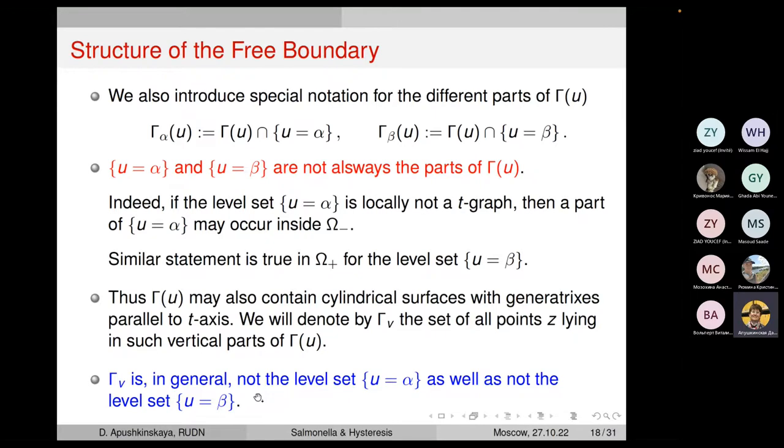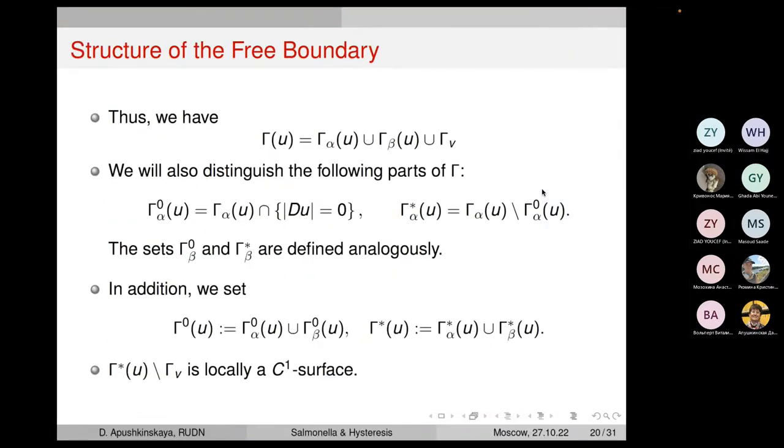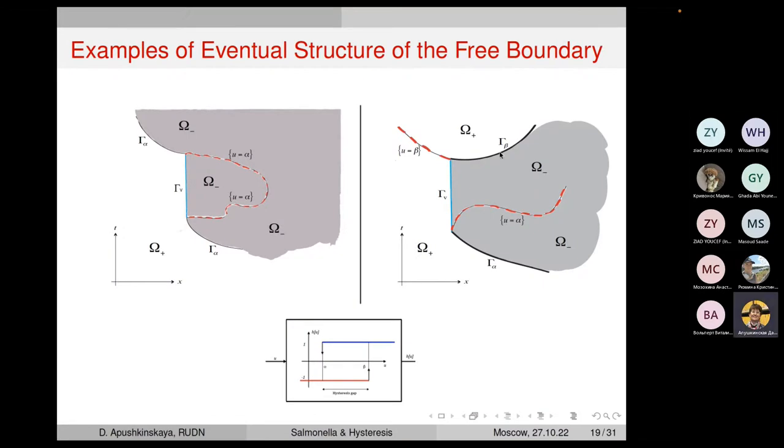And in general, it's a difficulty for us that this gamma v are not level sets. It's not the level set u equal alpha, it's not the level set u equal beta. Here is level set, here is level set, here not. Again, here level set, here not. Okay, I think that it's more or less clear. So it's a transition between the points, the value changes between alpha and beta, right? Yes, yes. The change is just if we have some jumps of the hysteresis. If not, nothing happens.